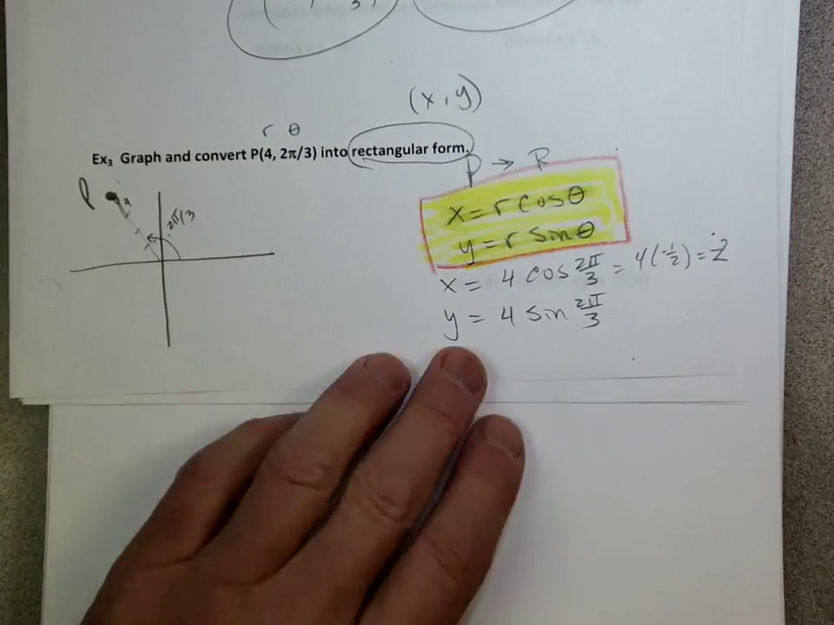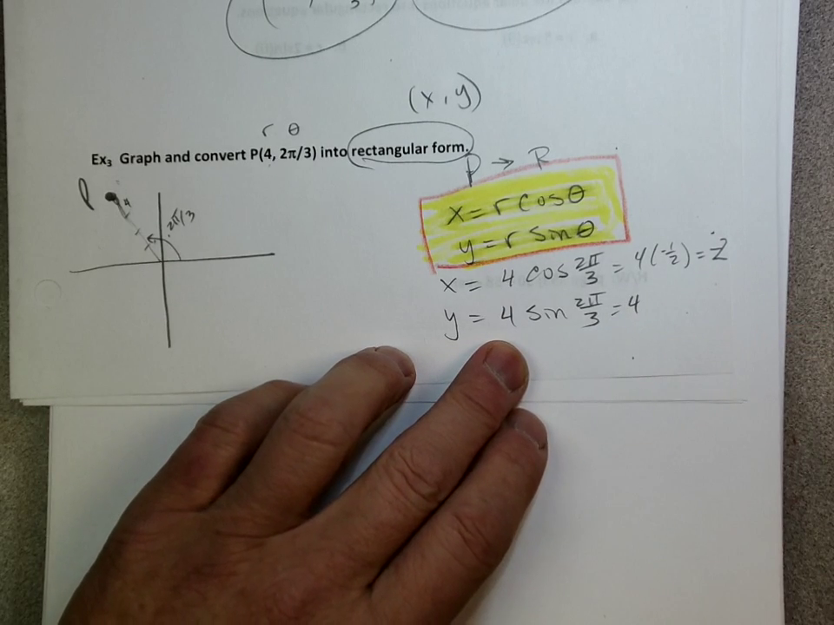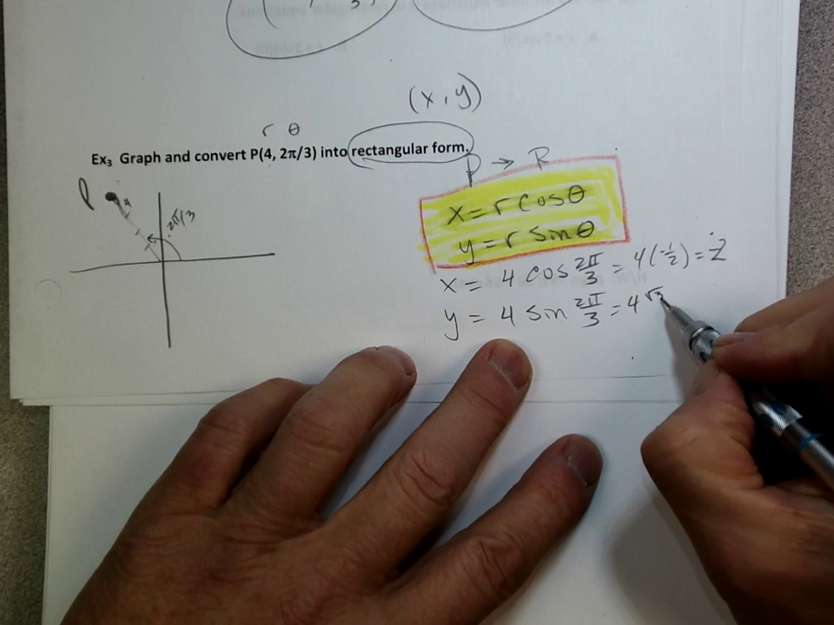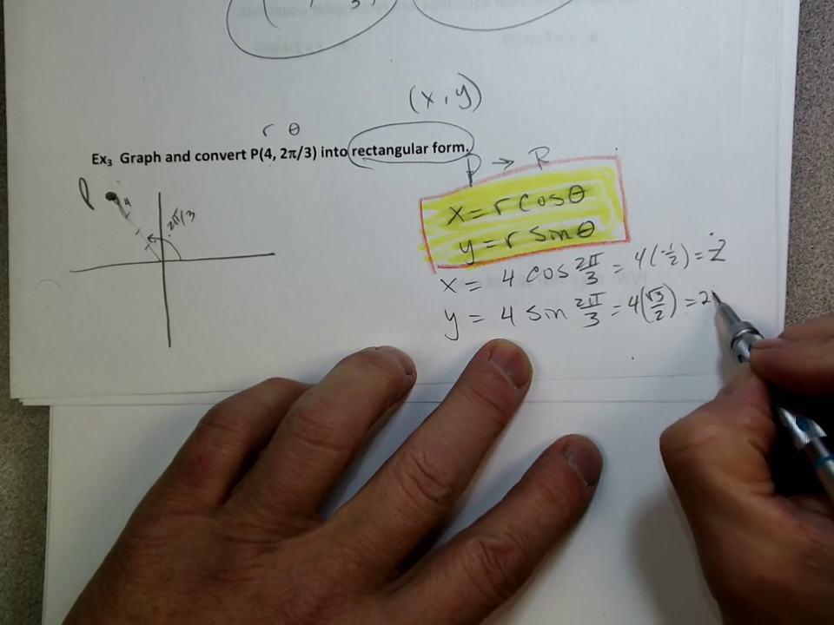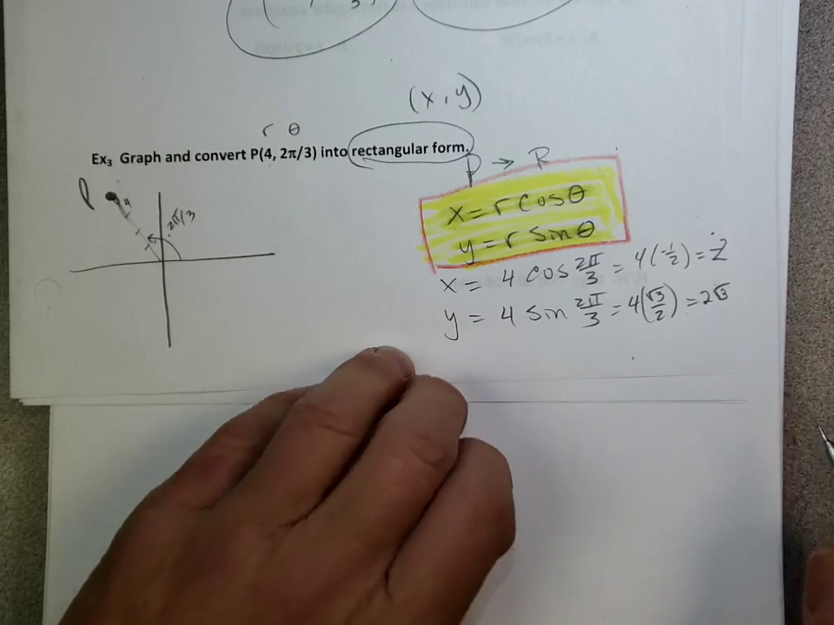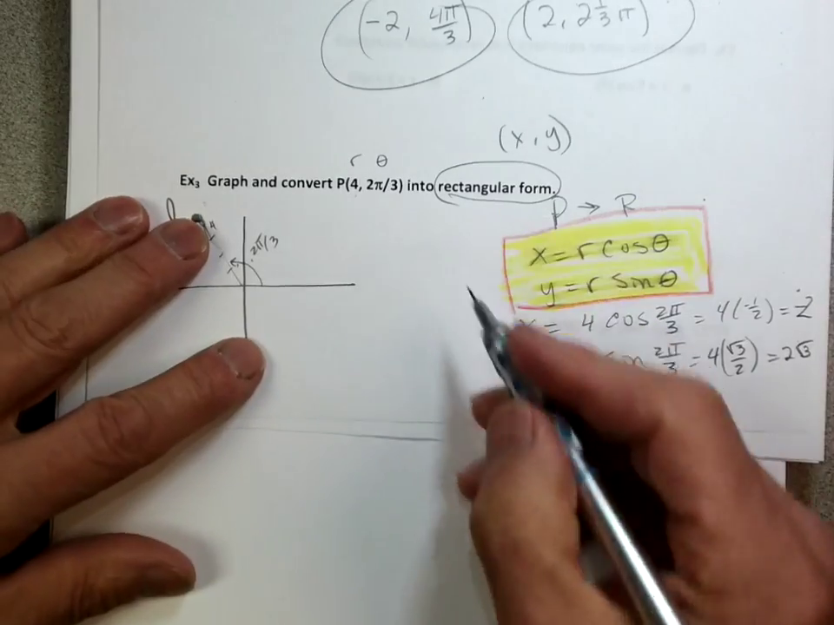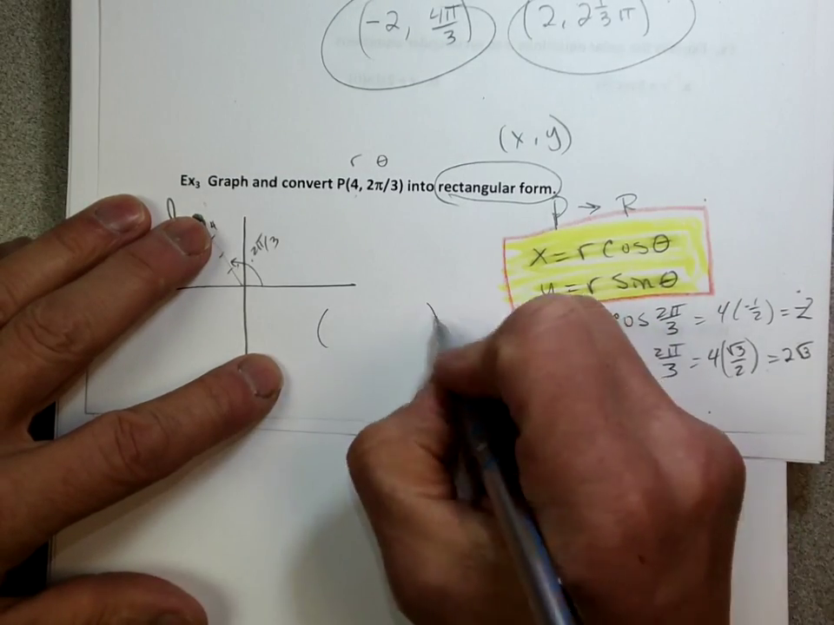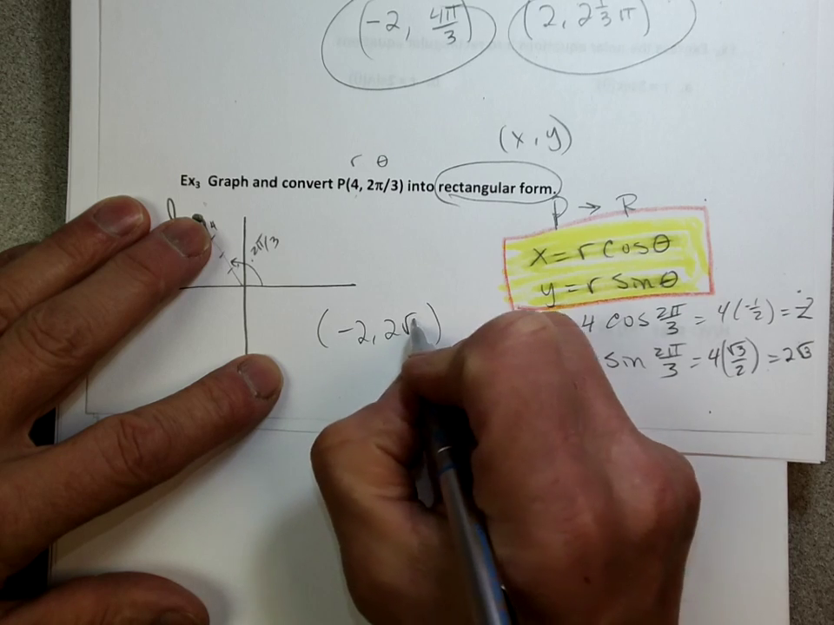What is the sine value of 2 pi thirds? It's going to be square root of 3 over 2. So we're going to end up with 2 square roots of 3. So the coordinate of this point is simply negative 2 comma 2 square roots of 3.